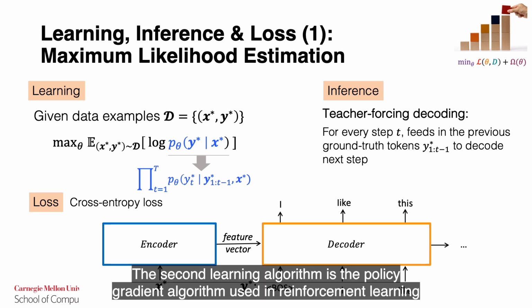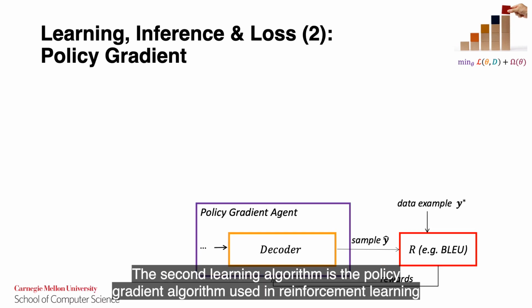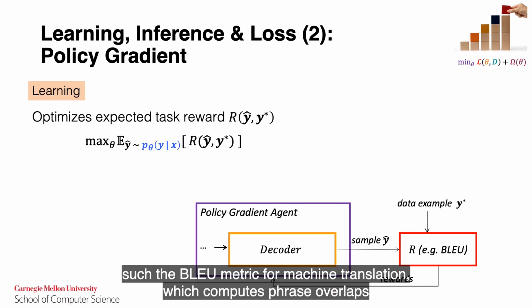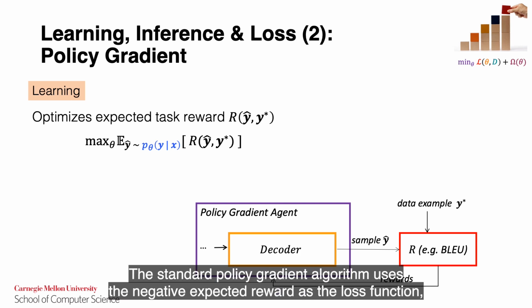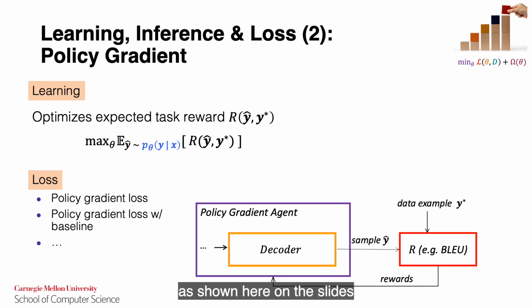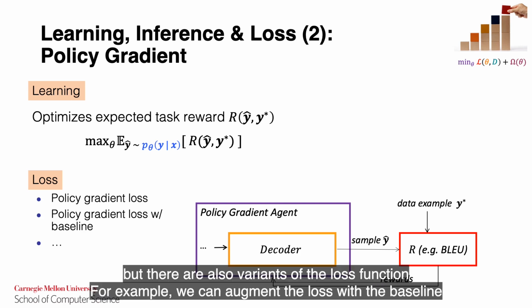The second learning algorithm is the policy gradient algorithm used in reinforcement learning. The learning goal is to optimize the expected task reward, such as the BLEU metric for machine translation, which computes phrase overlaps. The standard policy gradient algorithm uses the negative expected reward as the loss function, as shown here on the slides. But there are also variants of the loss function.